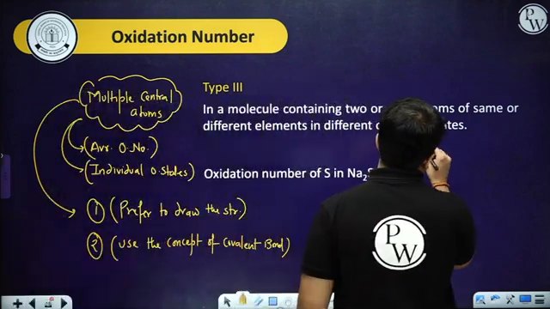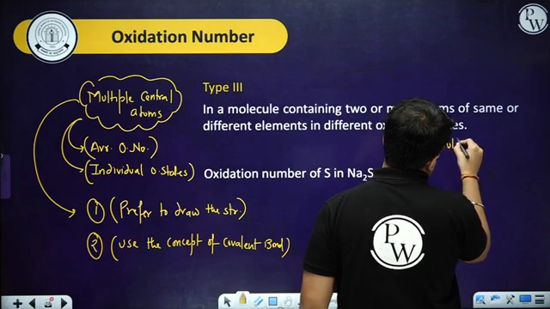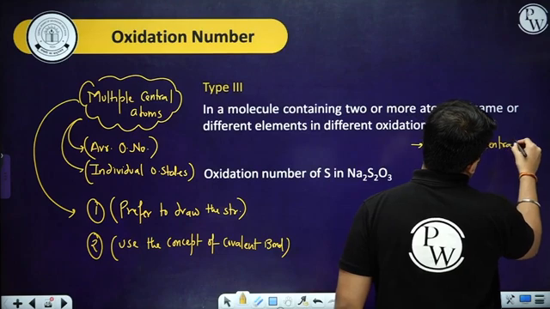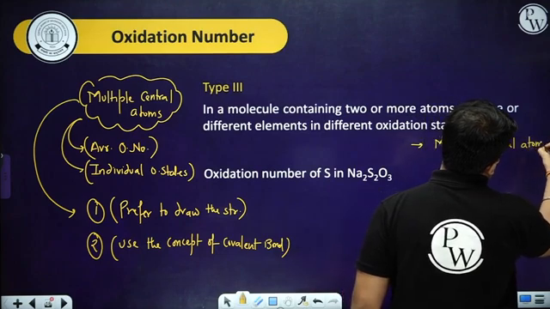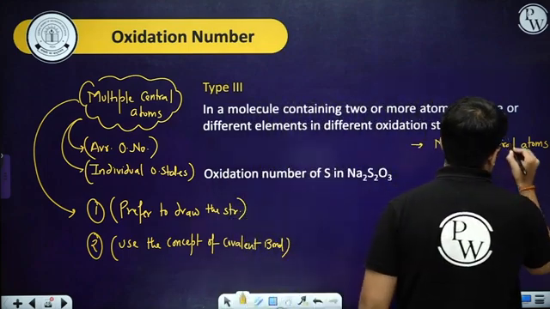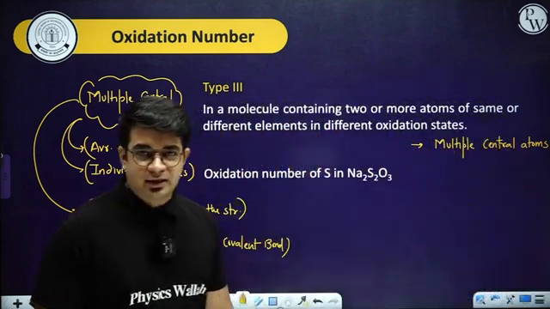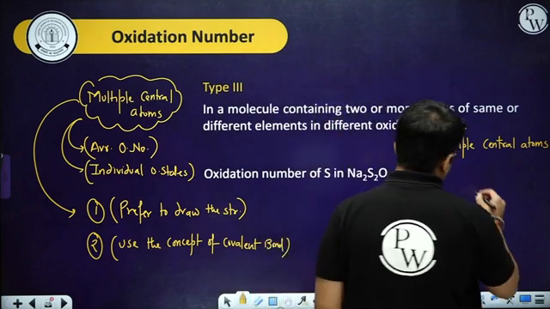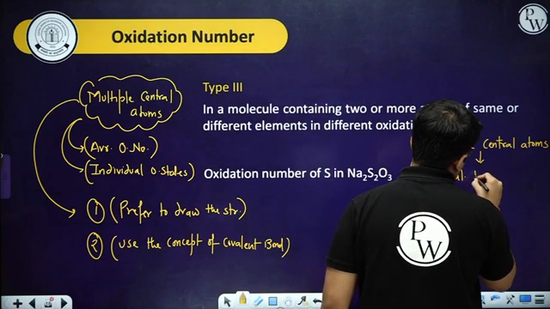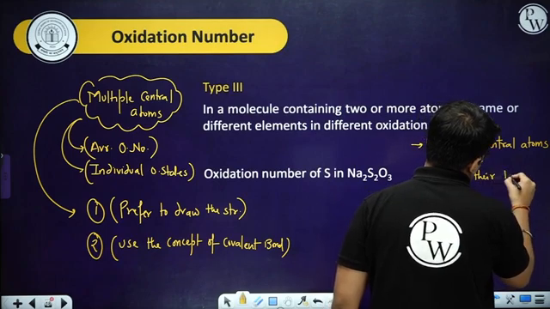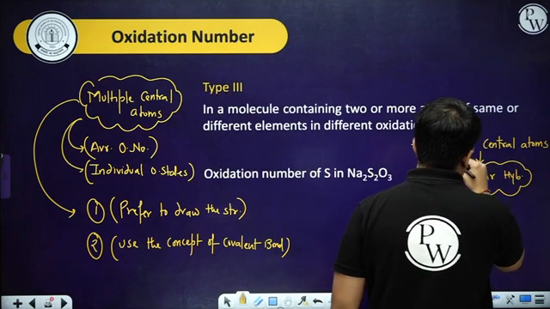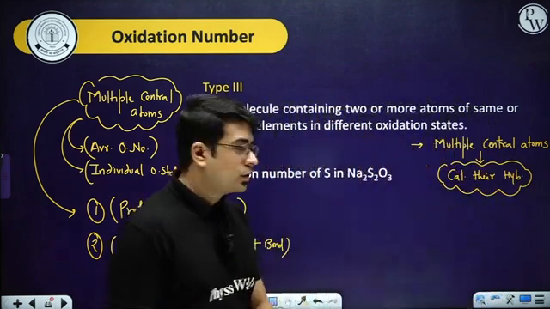Okay, so in case of multiple central atoms, if you have more than one central atom, what happens? First of all, calculate their hybridization, which you already know from chemical bonding. Calculate their hybridization. There are two cases.